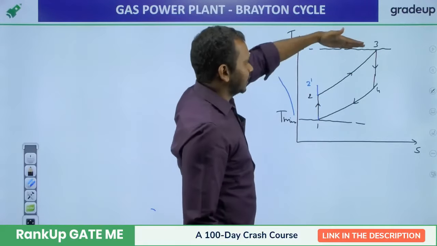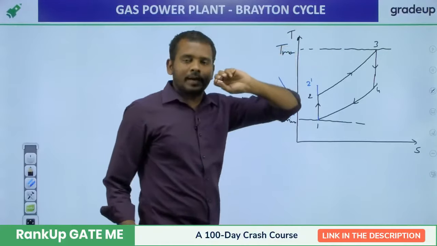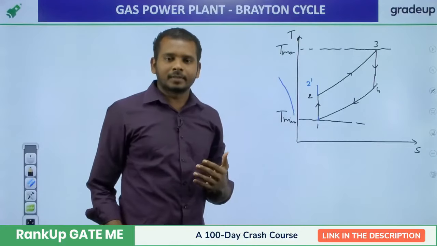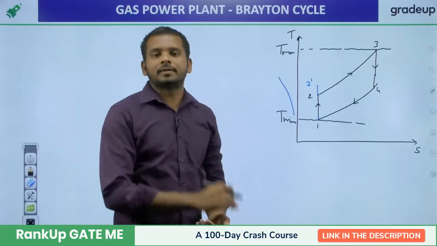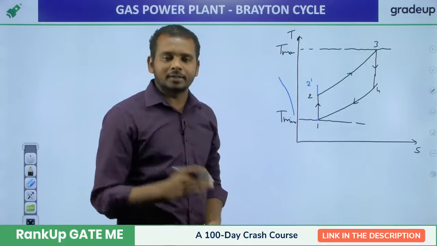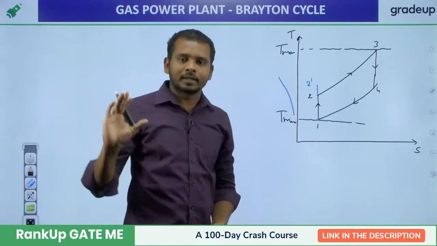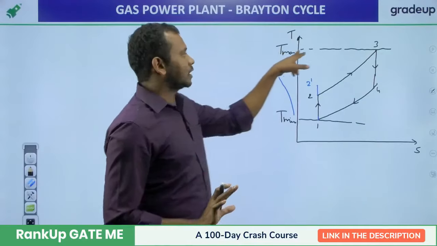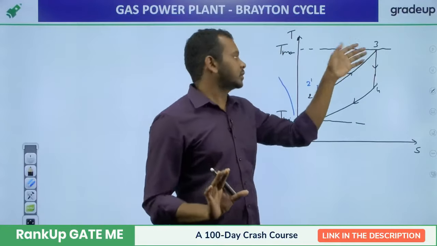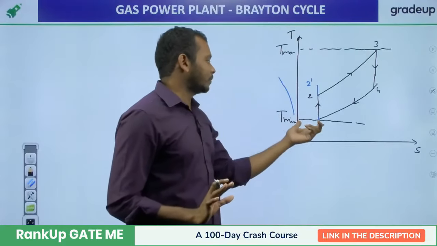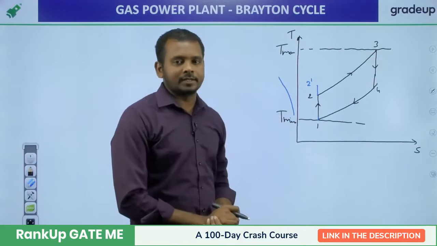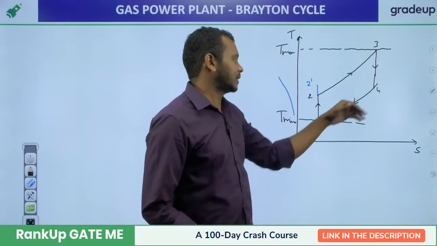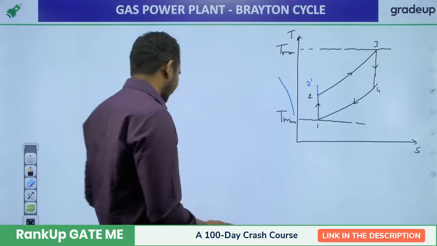Why until it reaches the maximum temperature of the cycle? Maximum temperature of the cycle is always limited by the maximum temperature that can be withstood by the materials of the turbine blades. So we cannot cross this point. This point is limited, and the minimum temperature is also limited by the surrounding conditions, because in the cooler we can use the surrounding conditions. Therefore, we cannot go beyond the minimum temperature also.